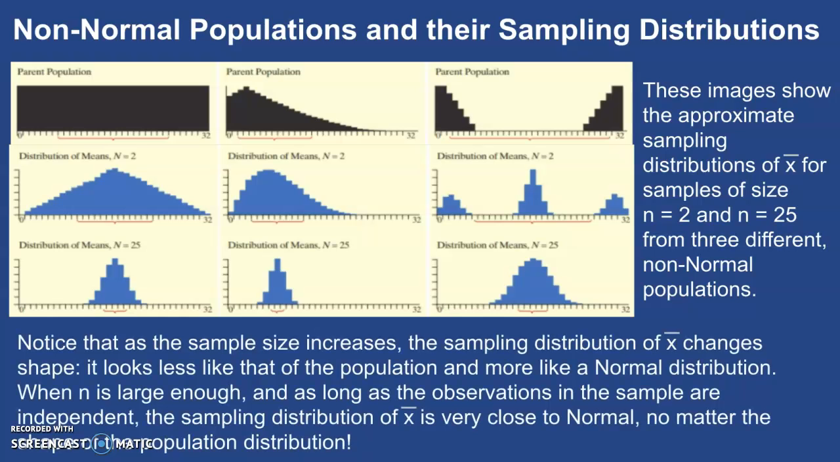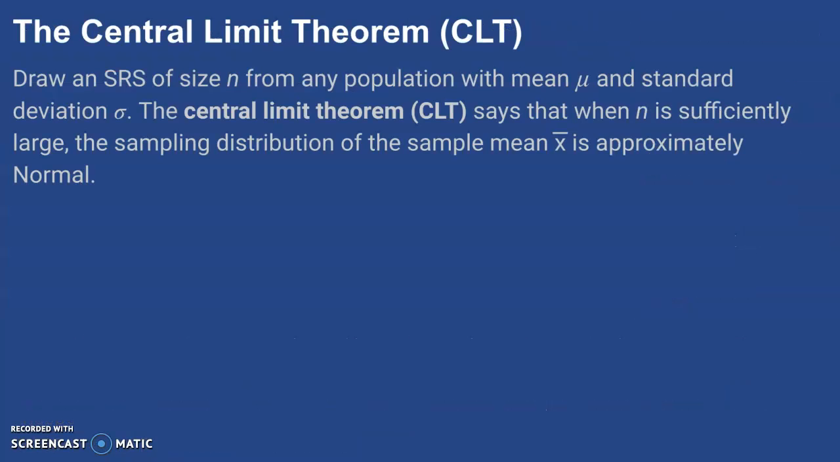Notice that as the sample sizes increase, the sampling distribution of x bar changes shape. It looks less like that of the population and more like a normal distribution. When n is large enough, and as long as the observations in the sample are independent, the sampling distribution of x bar is very close to normal. And here's what's remarkable. It does not matter what the shape of the population distribution is. And this is the central limit theorem.